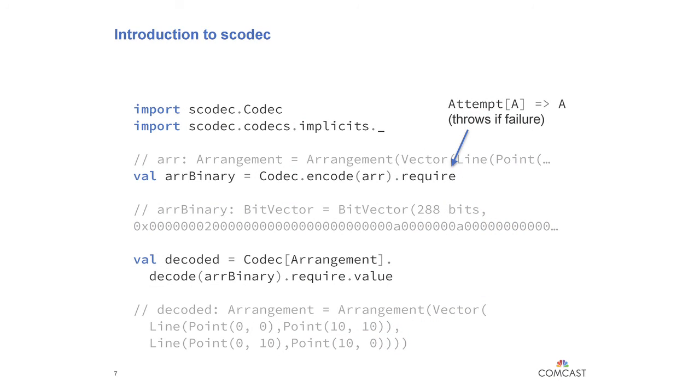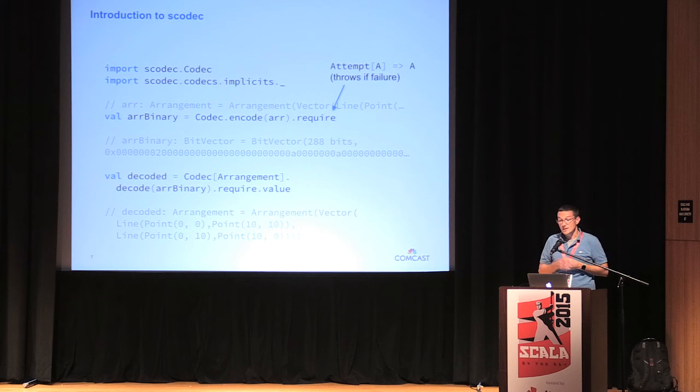One of the most common use cases for serialization frameworks, at least, is to auto-generate some binary format that lets us serialize these case classes without any input from the operator. So S Codec absolutely supports that. We can import this scodec.codecs.implicits package. And if we do that, we can immediately begin encoding our arrangement data type.